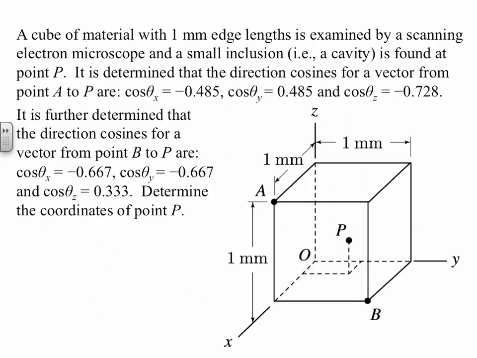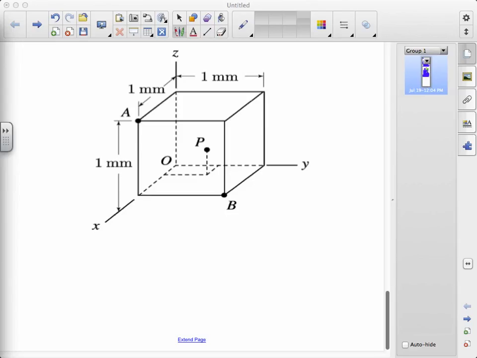For our final example, we have a cube of material that's being examined by a scanning electron microscope. A small inclusion is found at point P, and the direction cosines have been determined from point A to P and from point B to P. On this basis, we're to determine the coordinates of point P. At this point, you'll want to pause and try this problem yourself. When you're ready, resume playing and you can see one solution to the problem.